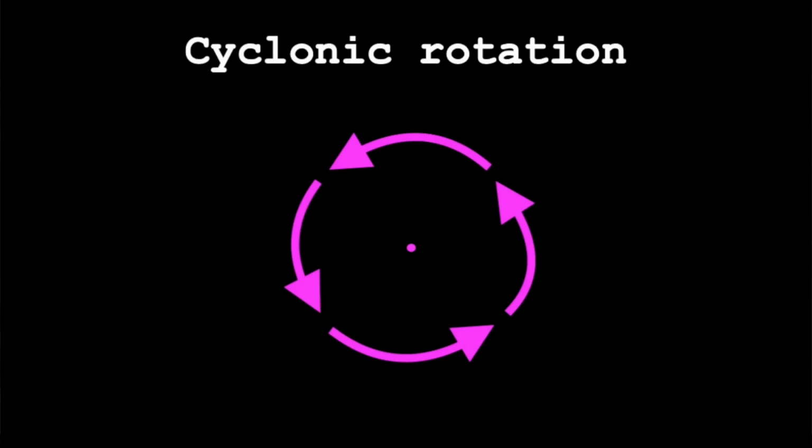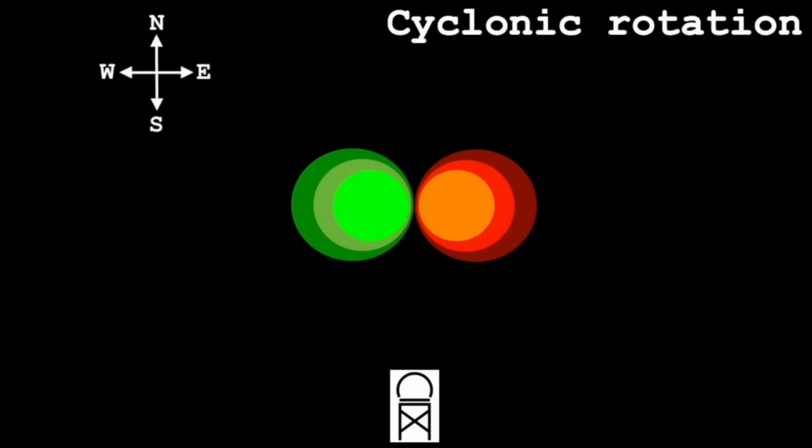Now let's add rotation into the mix. Cyclonic rotation occurs when winds spin counterclockwise around a center. In radar velocity data, that would look like this. If you were looking at the cyclonic couplet from the radar site, the area of enhanced inbounds will be to the left of the area of enhanced outbounds.